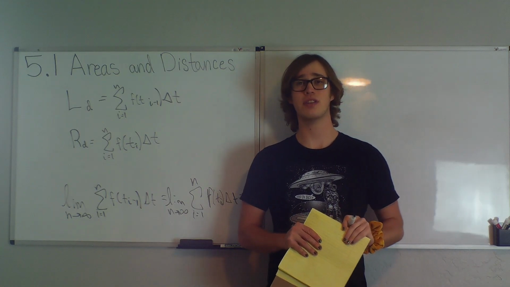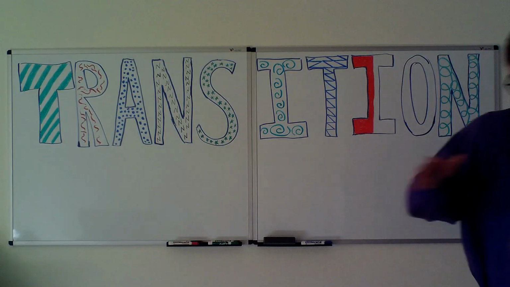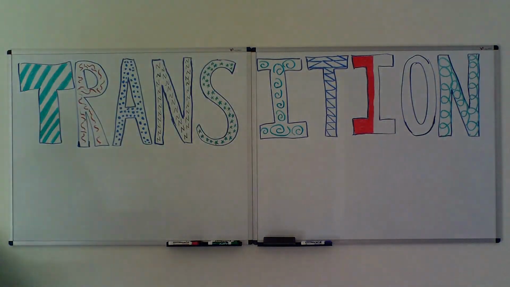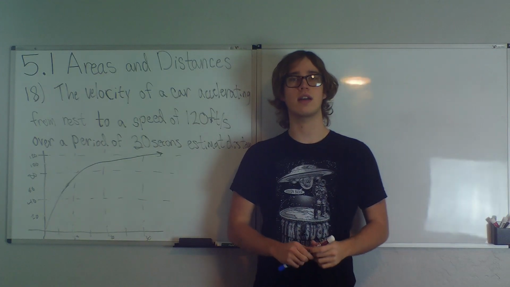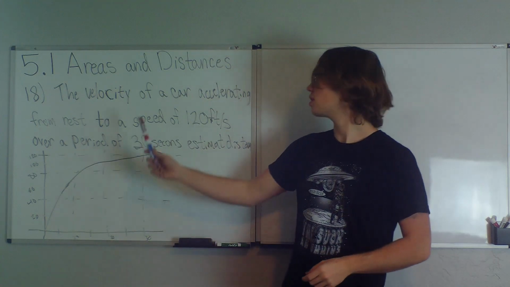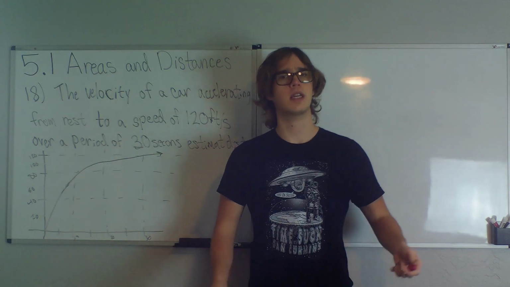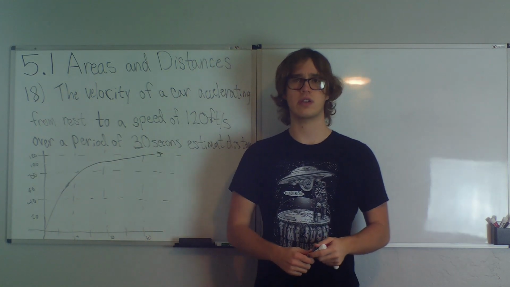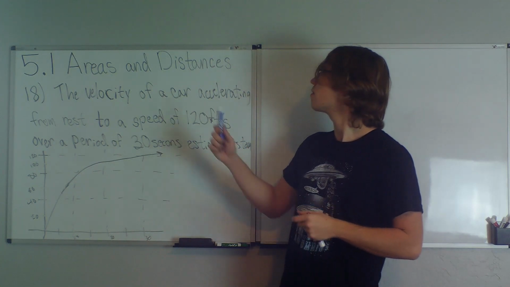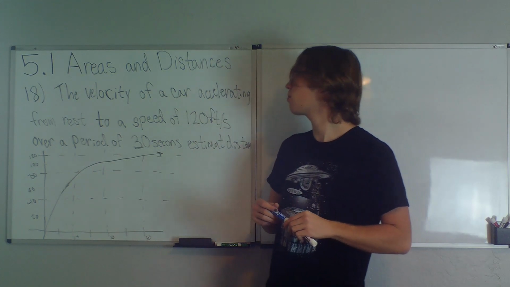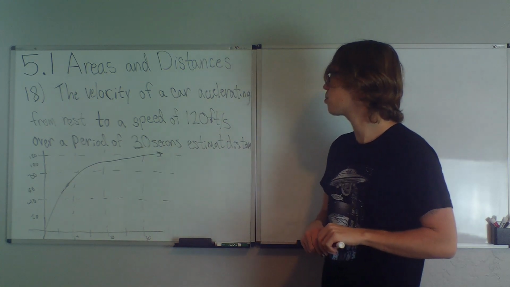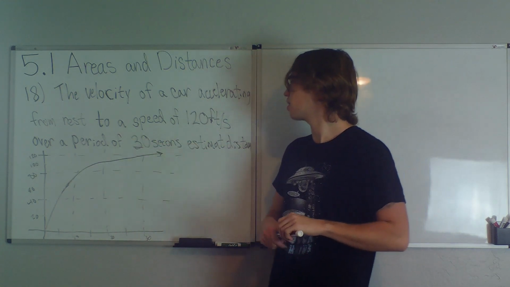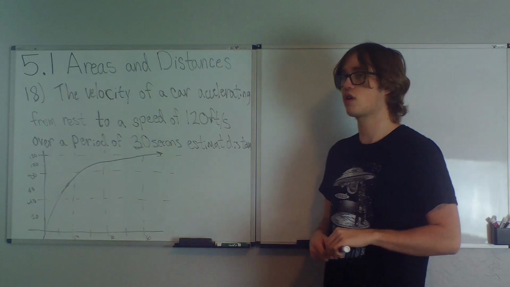Let's transition into some practice problems. Alright, now let's do the practice problems. We're going to be doing just number 18, because these problems tend to take a while, so we're just going to do one. The velocity of a car accelerating from rest to a speed of 120 feet per second is over a period of 30 seconds. Estimate the distance traveled.